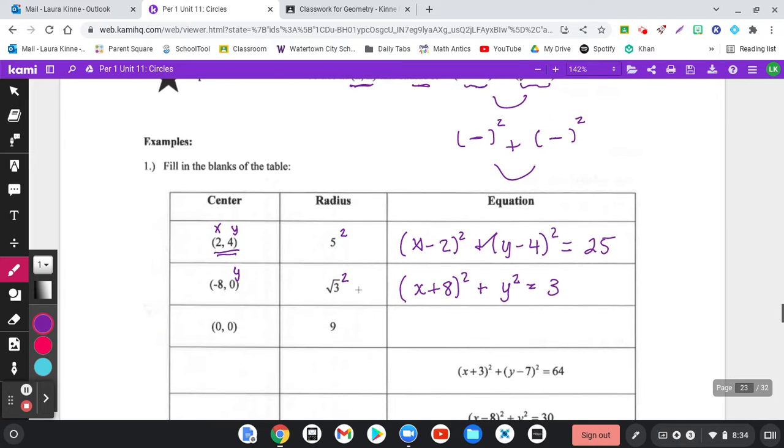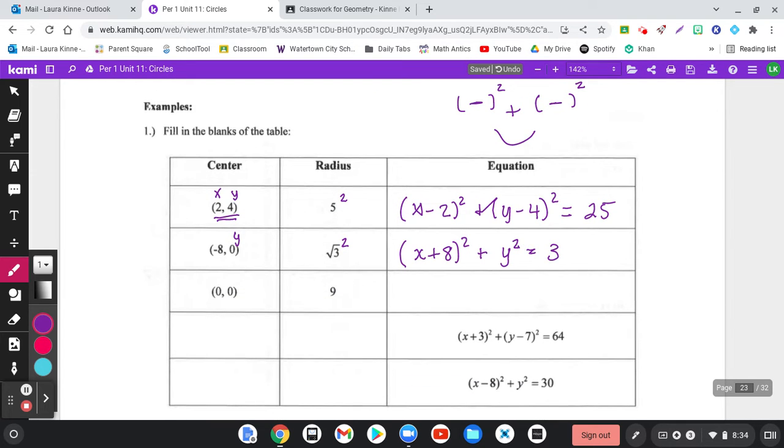All right, 0, 0. That would just be plain old x squared plus y squared because you're not adding or subtracting anything, equals 9 squared, which is 81. Okay, let's go the other way now.